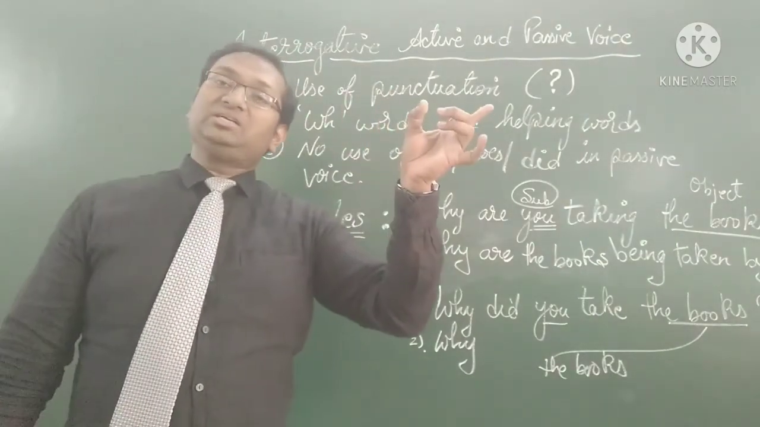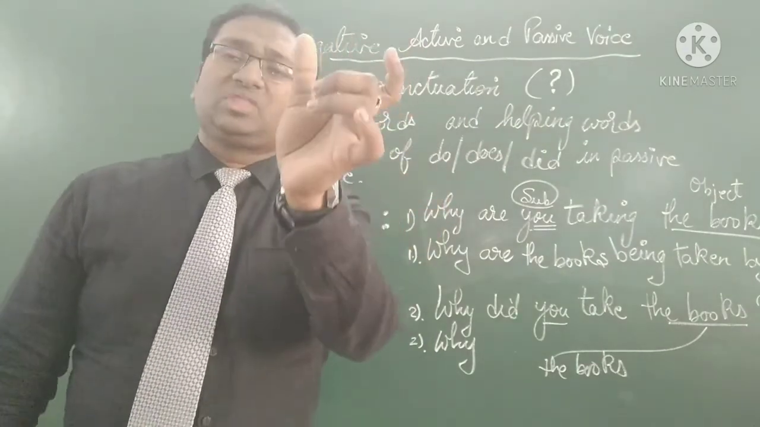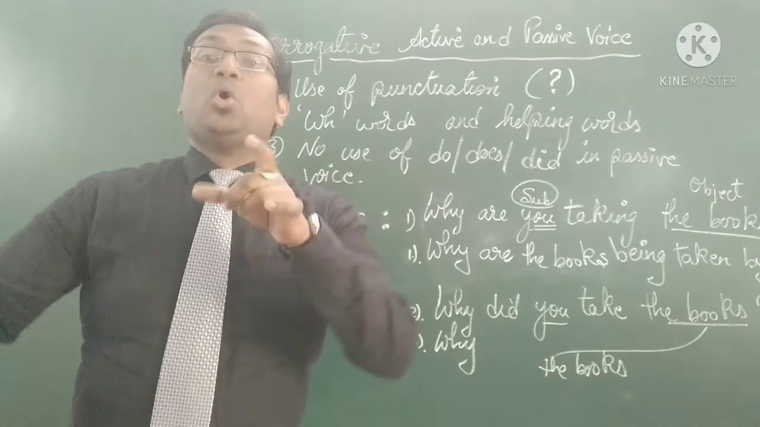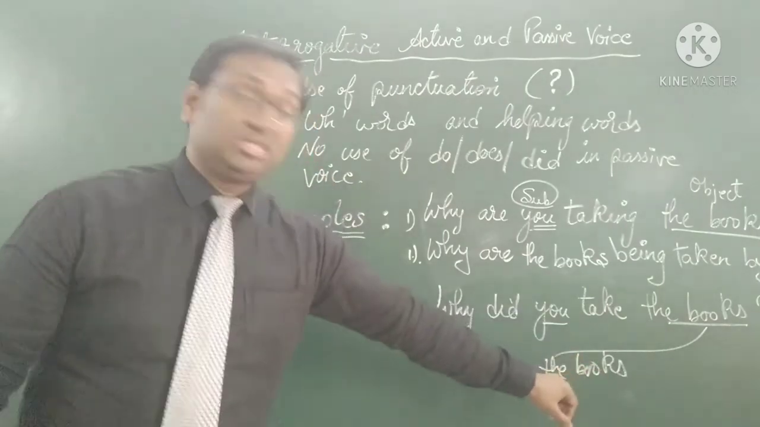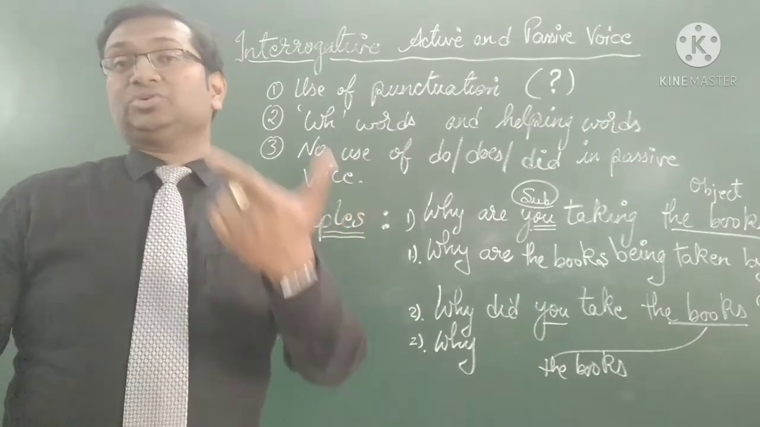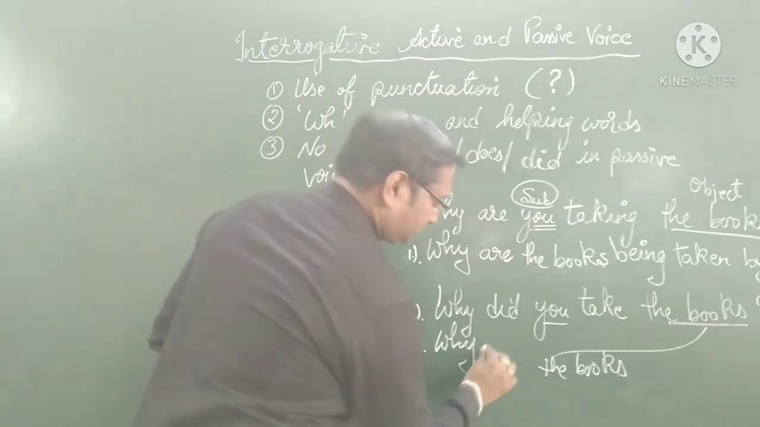Now, according to the chart, active voice in past indefinite uses did. So what are we going to use in passive voice? Was, were. Over here, the books, plural form. So for plural, what do we use? Was or were? Correct. We are going to use were.